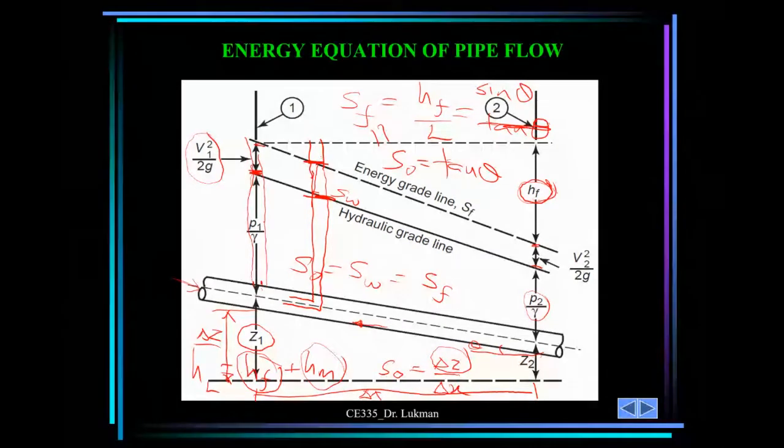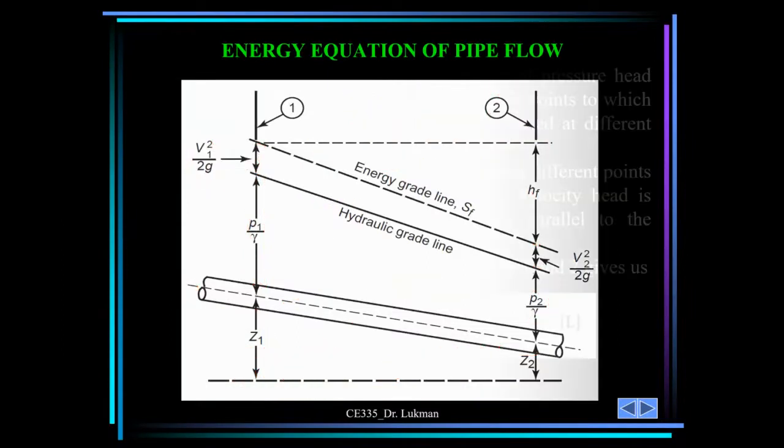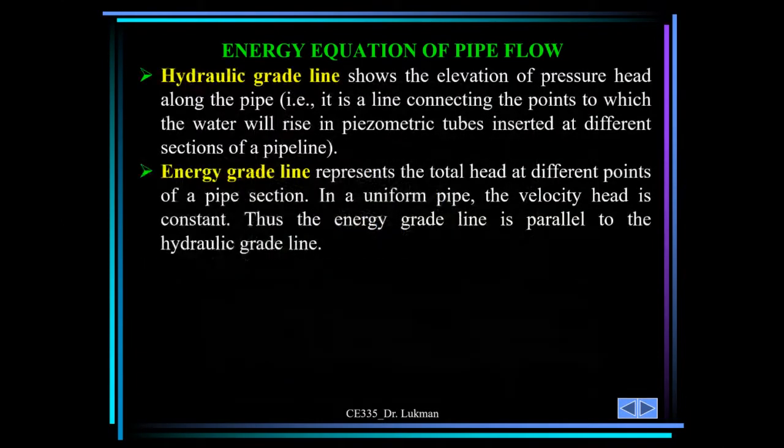But water will not rise to this level, because of the head loss. As water is flowing, it is losing the head, it is losing energy. Let me go back, and with this explanation, now the energy grade line represents the total head. The total head means the elevation head plus piezometric head plus velocity head. And I hope now you understand what is meant by the piezometric head.